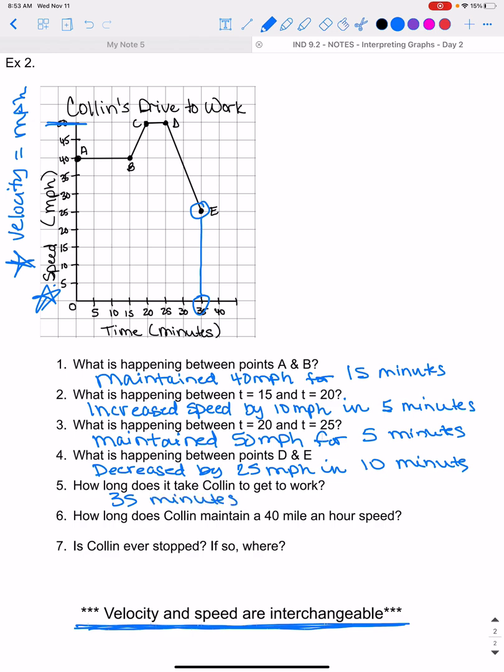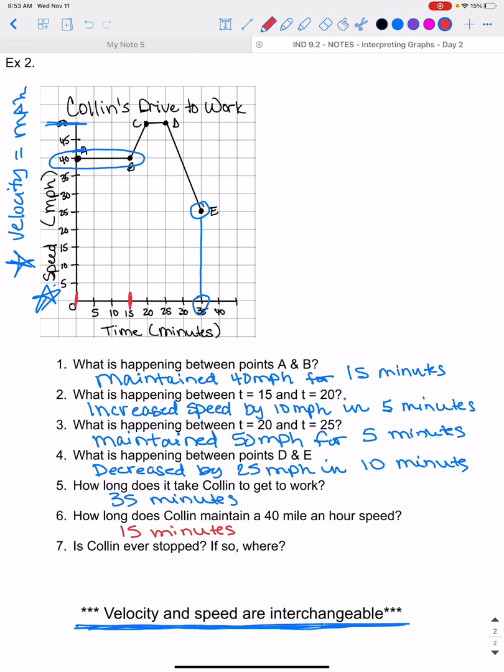And how long does Colin maintain a 40 mile an hour speed? All right, so maintaining a speed means a flat line. And here's our 40 mark right here. So that's the spot where he maintained 40 miles an hour. And how long did he do that? He did it from here to here. So he did that for 15 minutes.